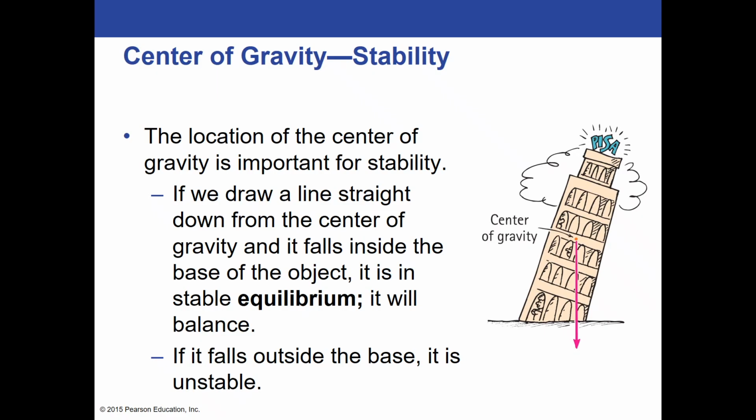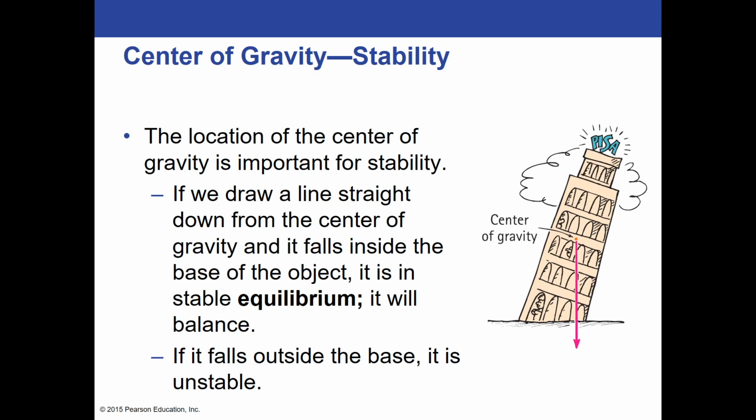So what determines whether or not something is balanced? The location of the center of gravity is important for stability. So the Leaning Tower of Pisa, why doesn't it fall over? If you draw a line straight down from the center of gravity, and if that line falls inside the base of the object, it will experience stable equilibrium, meaning that it will balance. If it falls outside the base, it will fall over.